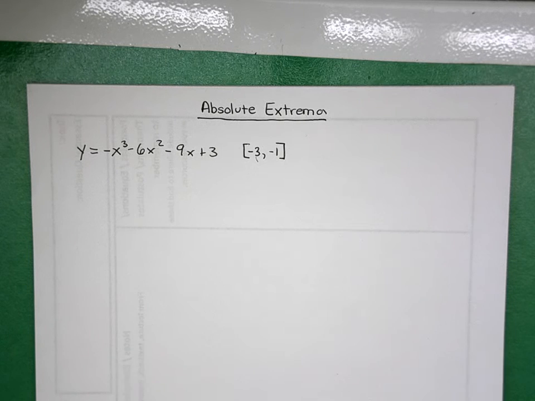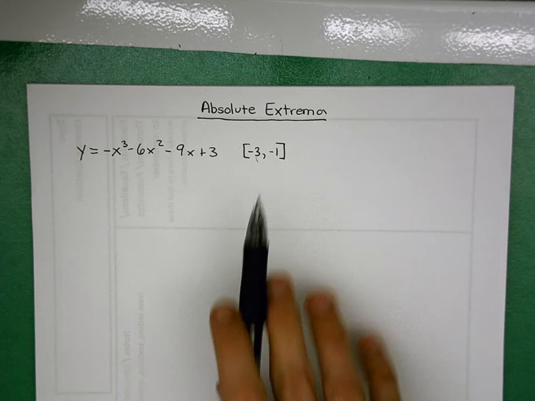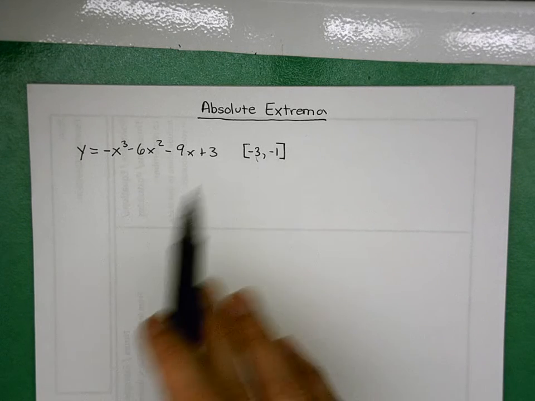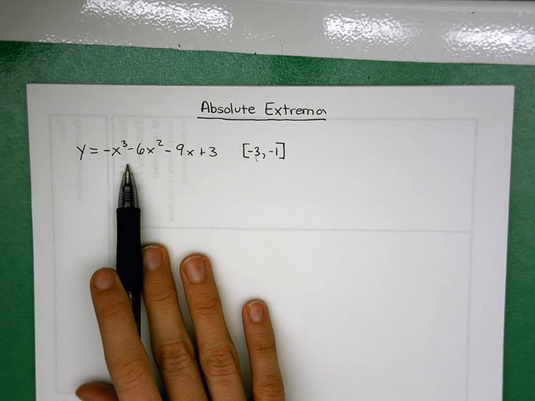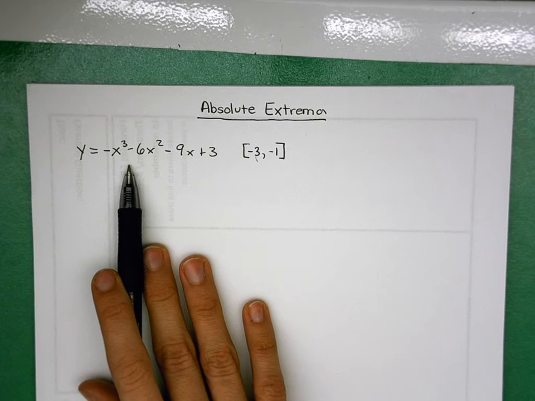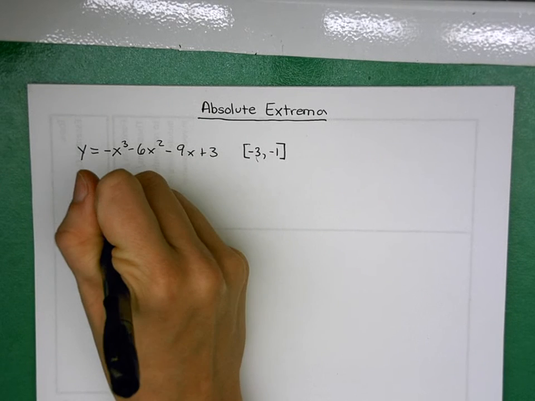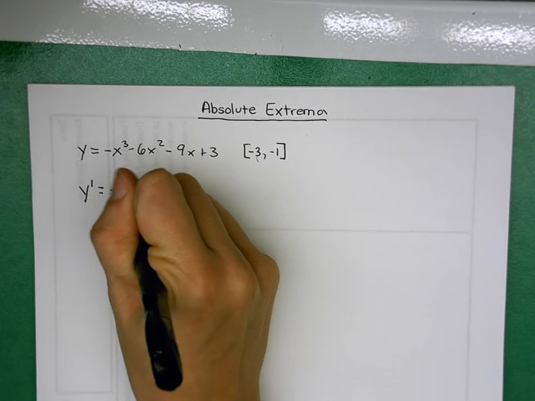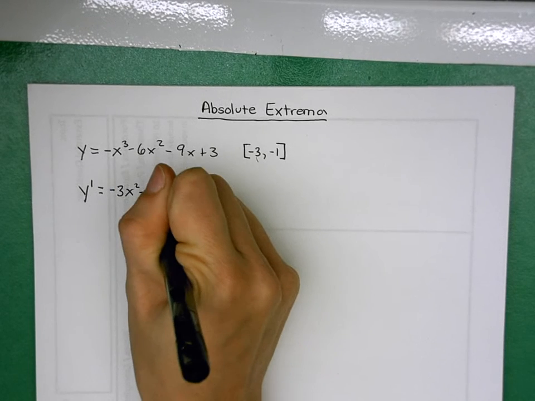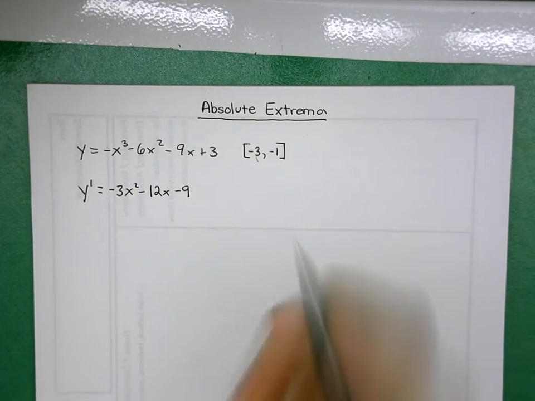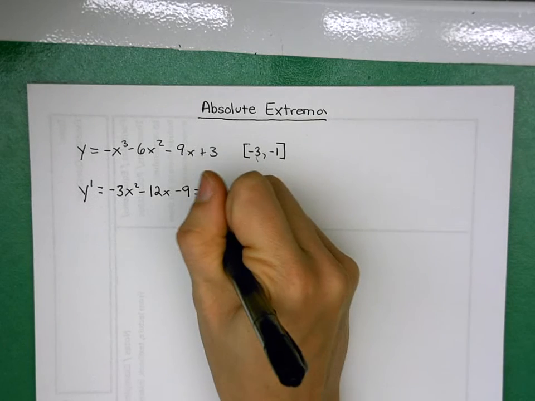So you're going to be given a function and an interval, and then you're going to find all of your possible candidates of absolute extrema. We've got two here with our endpoints. The others are going to be at your critical numbers. Okay, so critical numbers. Go ahead and take this derivative. We get negative 3x squared minus 12x minus 9. And we're going to set that equal to 0.